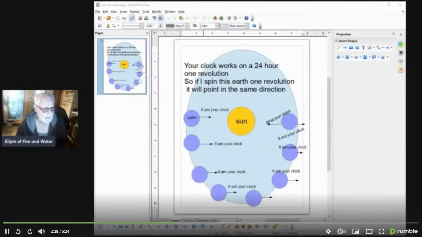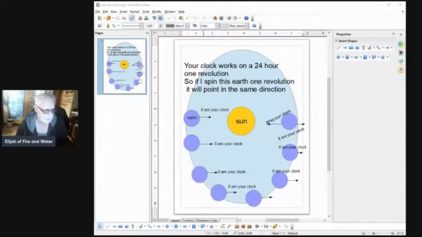So that most people would see this right away. Wait a minute. If one spin is 24 hours, when we go around on the other side of the sun, it's not going to be facing towards the sun. We'll wake up in the morning at 6 a.m. and it'll be dark out.